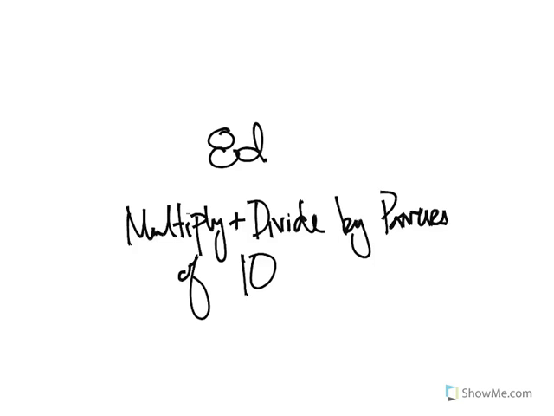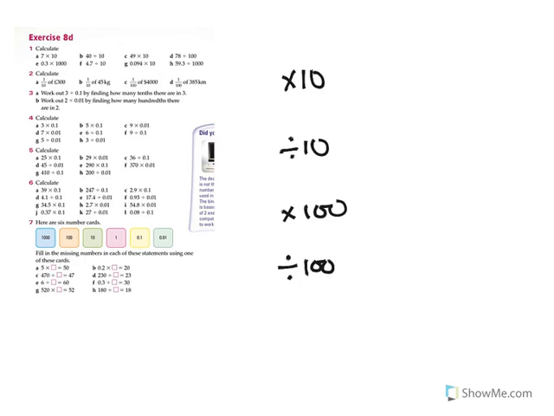So this chapter is on 8D, learning how to multiply and divide with powers of 10. In this chapter, we're going to cover how you multiply by powers of 10, like 10, 100, 1,000, but also what to do when they're in decimal form. So timesing by 0.1, 0.01, or dividing by 0.1 or 0.01.